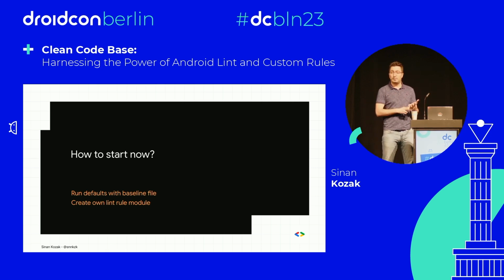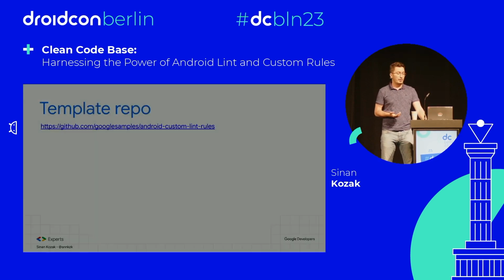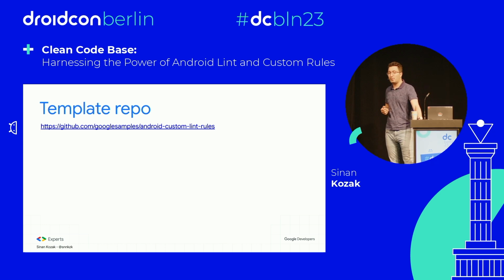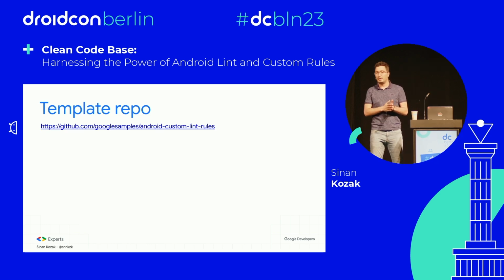Since you already have the default rules, since you got the rules from the open source, you can create your own lint rule as well. There is a template repo from Google which shows you how to create a submodule in your project where you can write your own lint rule.